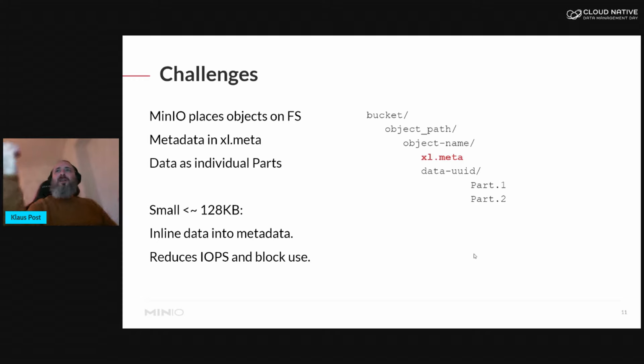We have an Excel meta file that basically contains information about the object, the size and the checksums, headers, stuff like that. And then due to how S3 objects are split into parts, we store a file for each part.